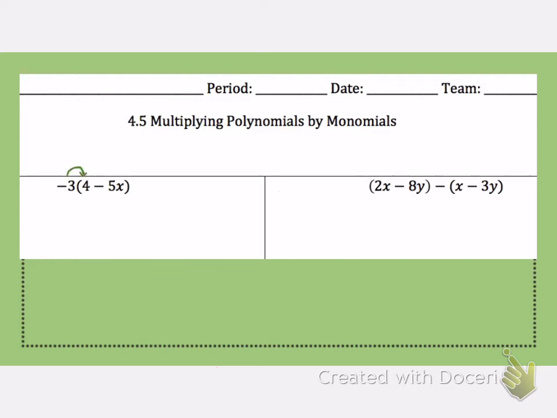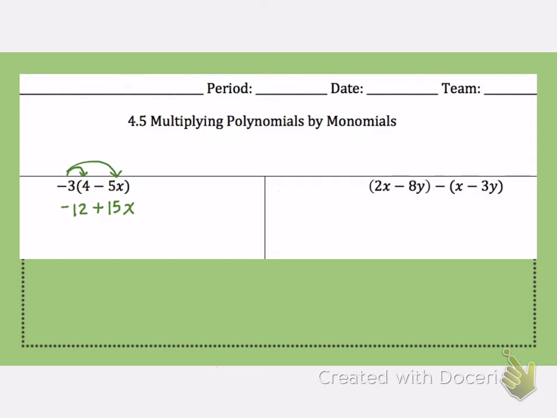So you want to make sure you're multiplying the negative 3 by both terms in parentheses. So we have the negative 3 times 4, which gives us negative 12. And then our negative times a negative makes that a positive, and that would be 3 times 5x would be 15x. So hopefully you were able to get that.